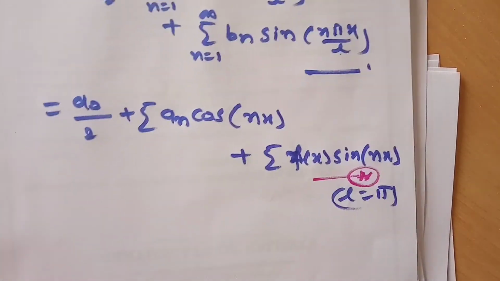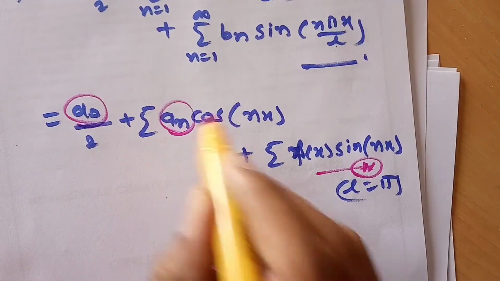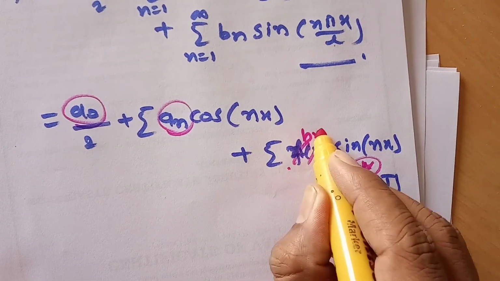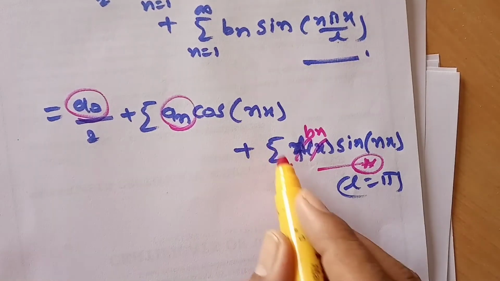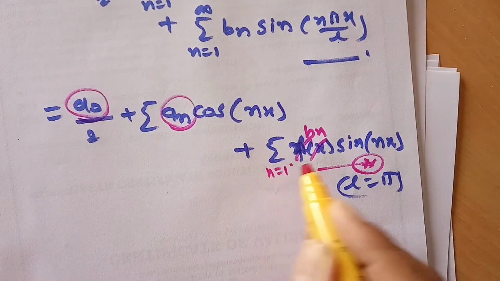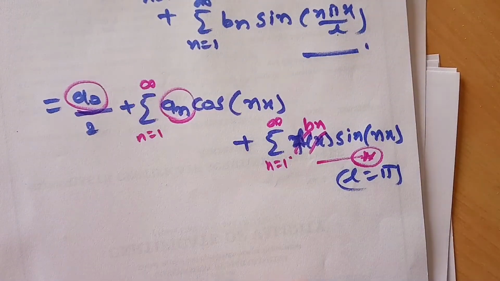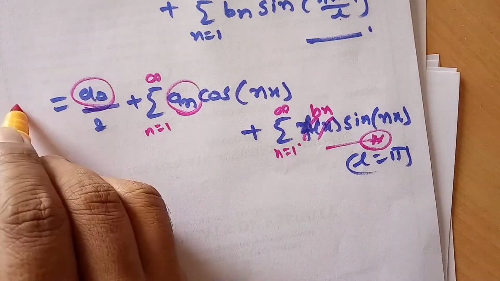Now our aim is to find this a0, aₙ, and bₙ. We'll find these Fourier coefficients. Henceforth, if I am not writing the summation, you should assume that it is from n equal to 1 to infinity. Now we will find these Fourier coefficients. This is our f(x).